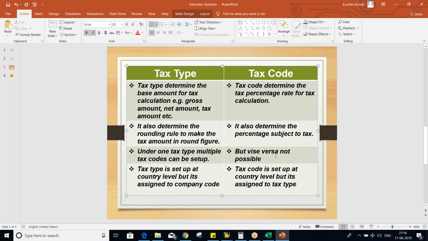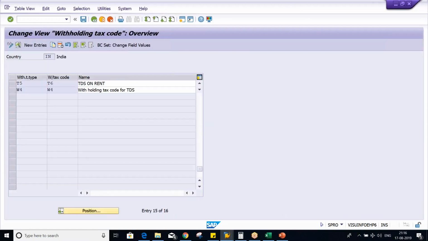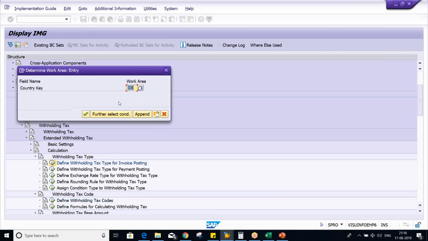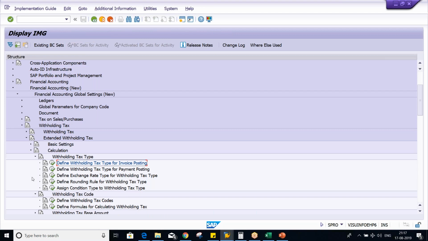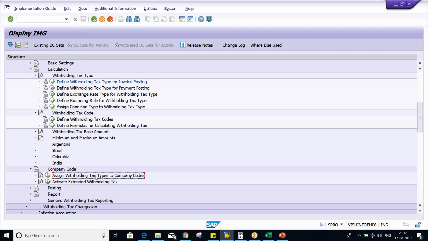Now the last one, in the sense the fourth one: tax type is set up at country level but assigned to company code. I'll tell you guys, whenever you are going to set up a tax type, it is always going to be set up at country level. Keep it in your mind. Here, if you click on define withholding tax, the system is asking the first thing, country key. It means it is set up at country level only. But even if you look at the further configurations, we have here assign withholding tax type to your company code, right?